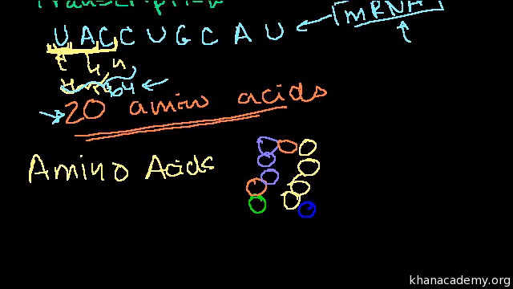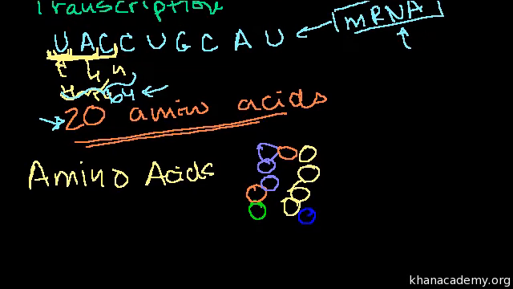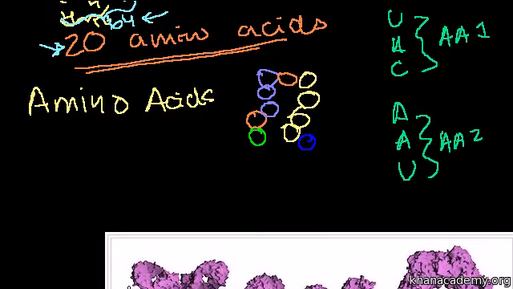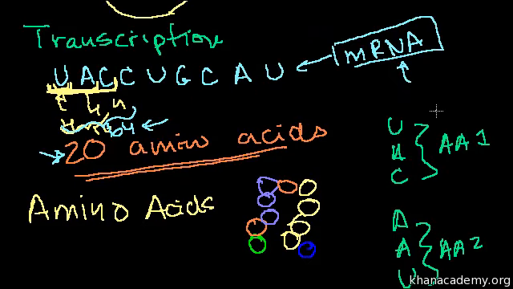For example, we might say that, and this isn't the actual code, but maybe UAC, and I should look these up, codes for amino acid number 1. And if it was AAU, this codes for amino acid number 2. I think you get the idea. If I have GGG, this codes for amino acid number 10.